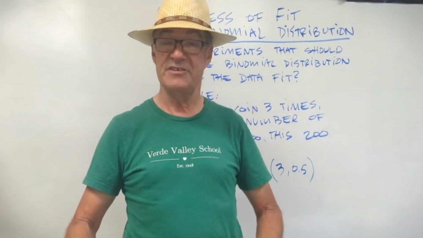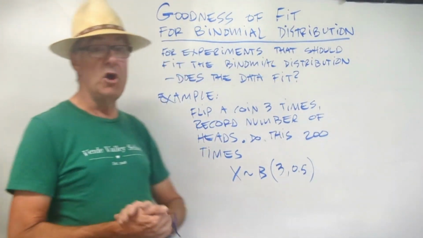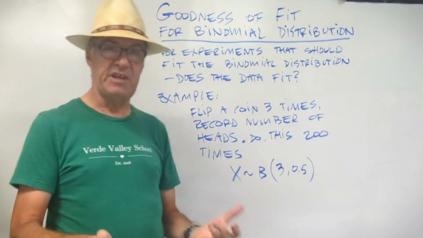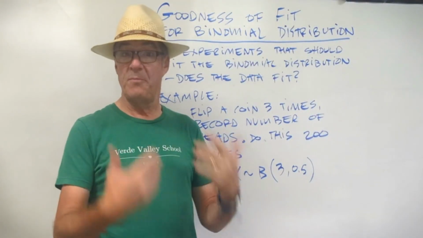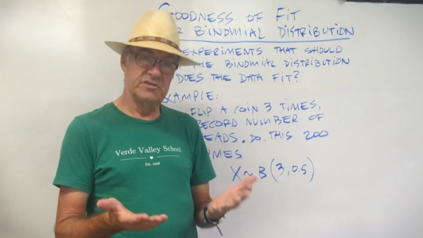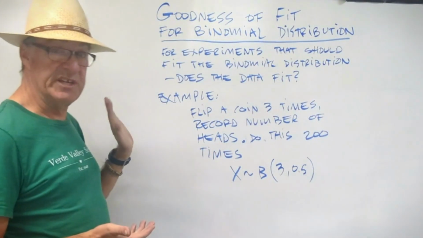Now let's talk about the lesson. Today's lesson is using the Goodness of Fit test for binomial distributions. What we're trying to do here is we have some data and we want to build a probability model so we can make predictions in future situations. So here's our data, and we want to check and see whether it fits.